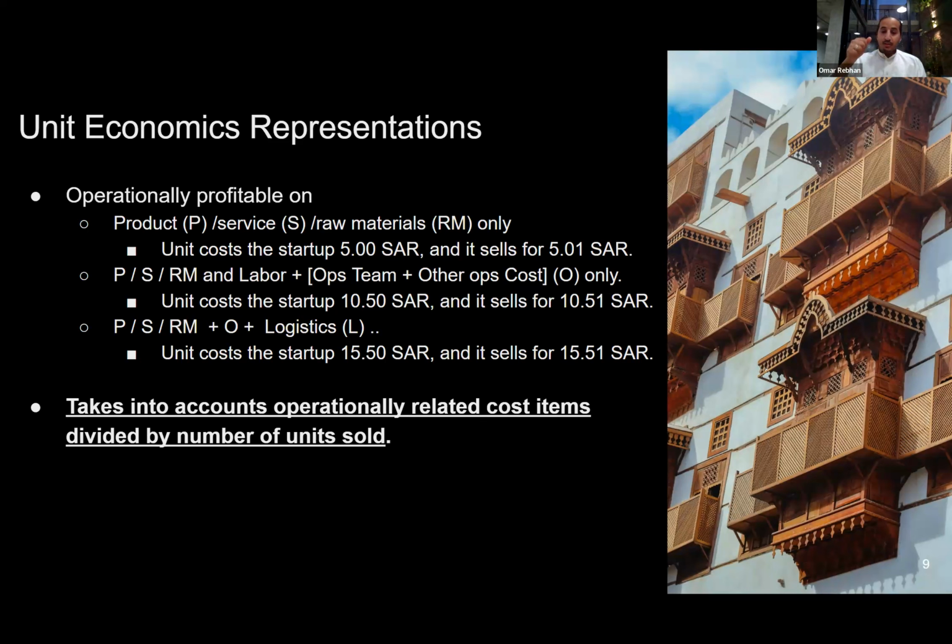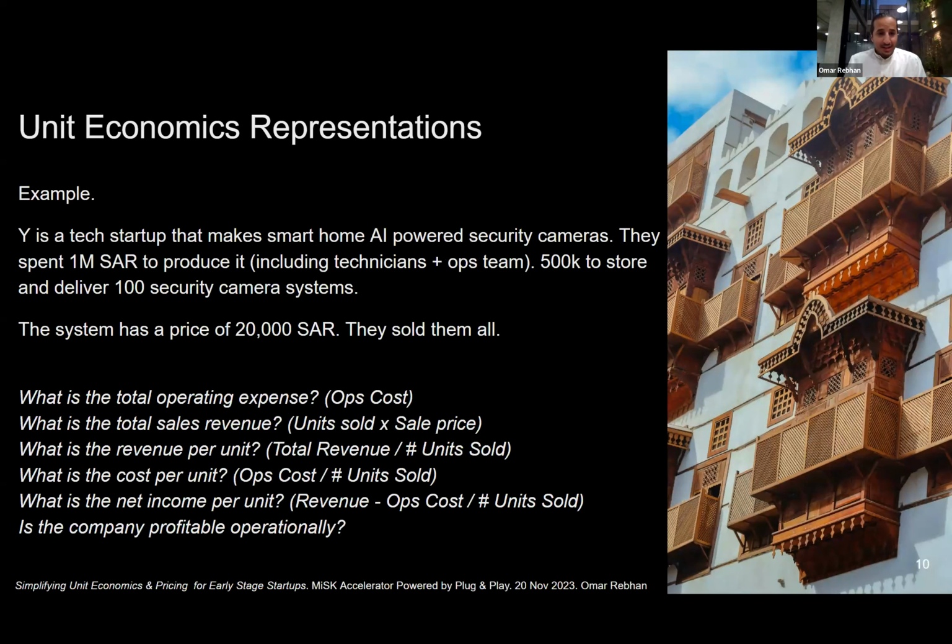Cost divided by the units sold is your unit economics from a cost perspective, right? So being operationally profitable takes into account operationally related cost items divided by the number of units sold. Done. And that includes logistics. I throw it out there because some companies have logistics, okay? And it's very important. So a real example.